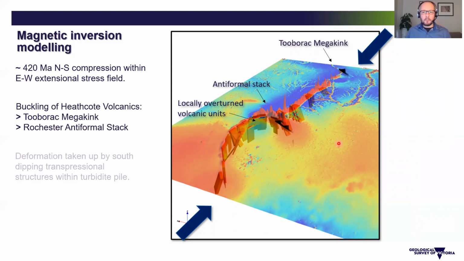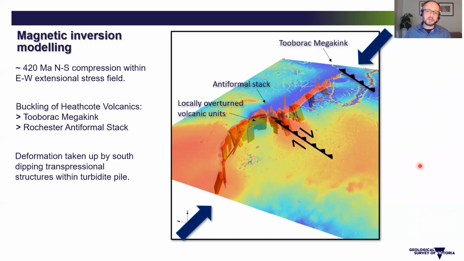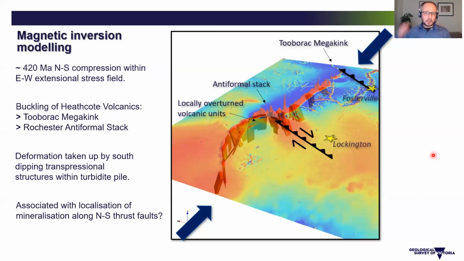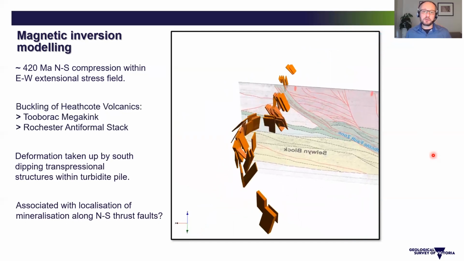So what does that mean about the turbidites? If there's deformation within the volcanics, there had to be deformation of the turbidite pile as well. And in the south, we see that as a south dipping thrust fault. And presumably there would have to be a similar structure in the north as well. These structures line up along strike with Fosterville fairly well and into North Lockington. So perhaps this is telling us something about the localization of mineralization along the north-south primary structures.